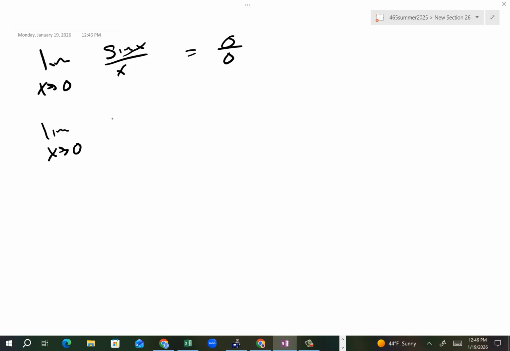Now, what's the derivative of sine? It's cosine. What's the derivative of x? It's 1. So we should be Gucci here. So what's the cosine of 0? The cosine of 0 is 1, over 1 is 1.